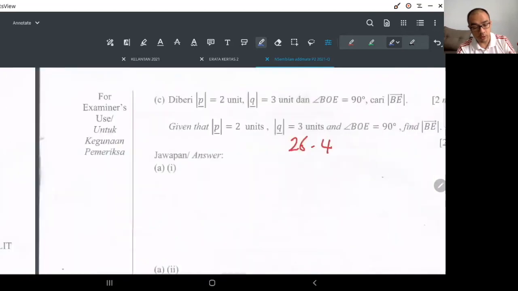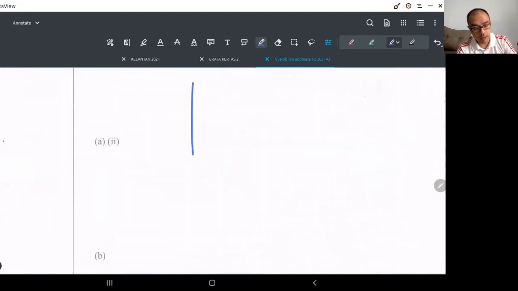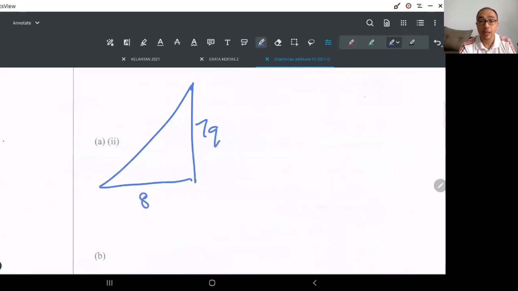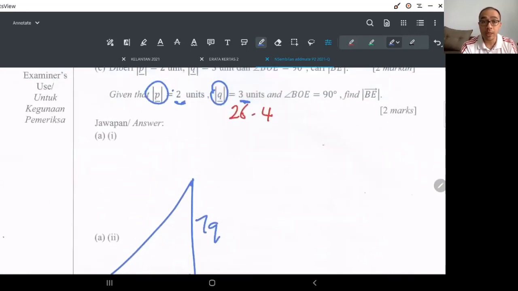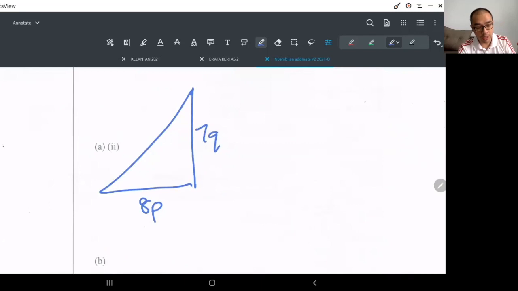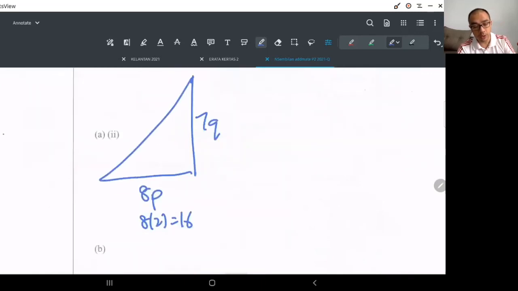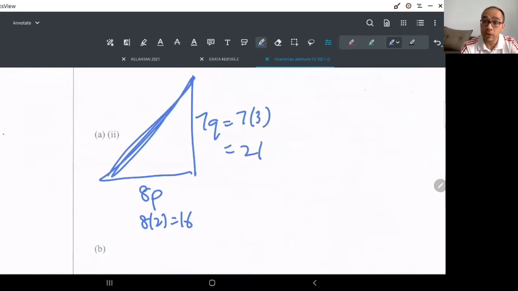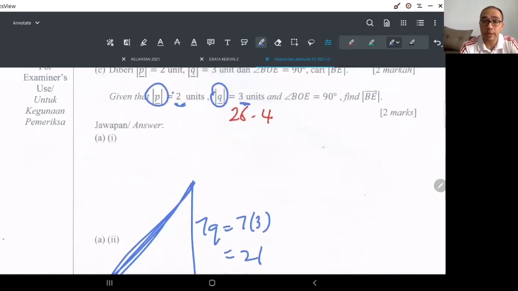So I'm going to draw this again. This is 7Q, this is 8P. We know that P is 2 units, so this will be 8 times 2, which is 16. Q is 3, so 7 times 3 equals 21. So you can find the magnitude of this by using Pythagoras' theorem. You should be able to get the answer 26.4 units.